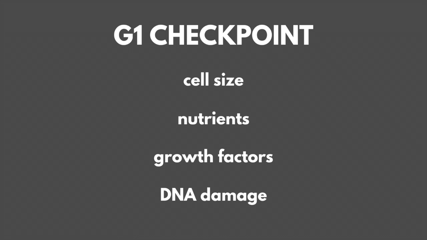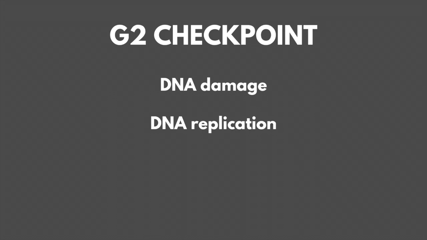It's also important to note that the G1 checkpoint is where the cell decides whether or not to proceed with division. The next checkpoint is the G2 checkpoint, and this is where the cell checks for DNA damage as well as DNA replication. And this checkpoint is really important because if the cell detects any DNA damage, it will pause and fix those errors before actually entering mitosis.